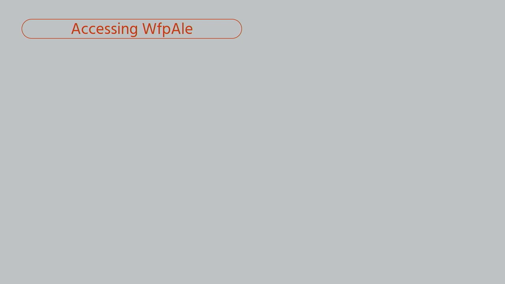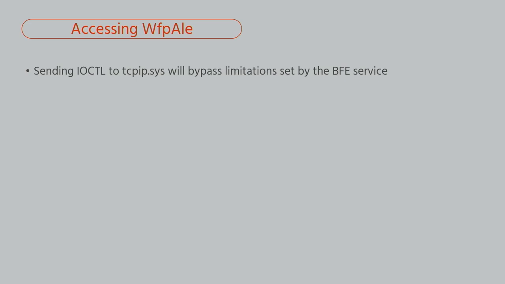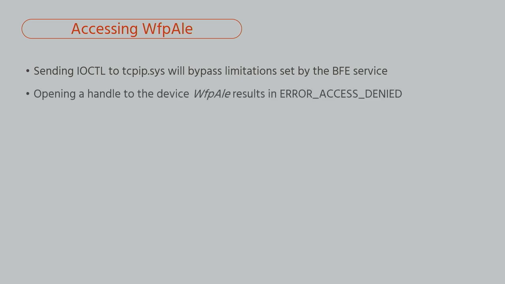To recap the last step, we had a problem. There is no RPC call we can make that will add a token to the table. But if we send this device IO request ourselves, we'll bypass this limitation. We want to gain access to the device WFP ALE. But guess what? Opening a handle to this device results in error access denied.